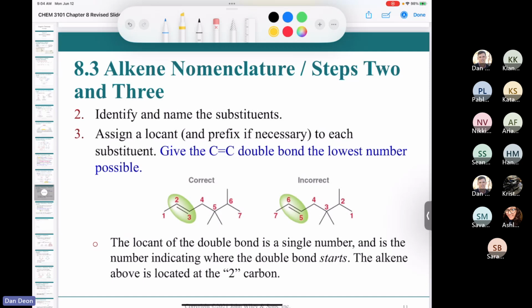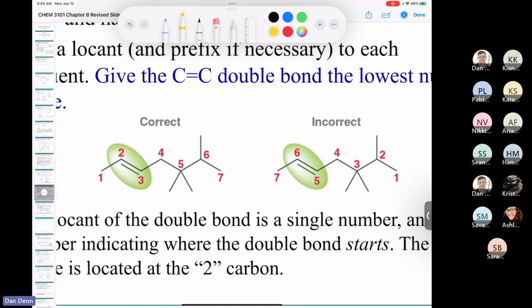So you have to know the same old alkyl and halo groups, assign a locant to each one of those, and give the double bond the lowest possible number. And so you can see, correct versus incorrect, right? This would be a 2-heptene versus a 5-heptene, right? 2 is lower than 5.